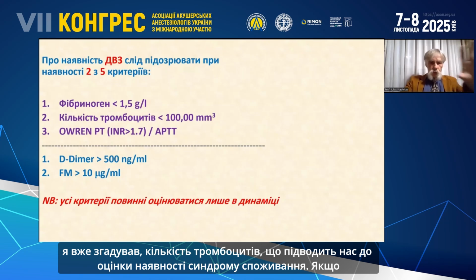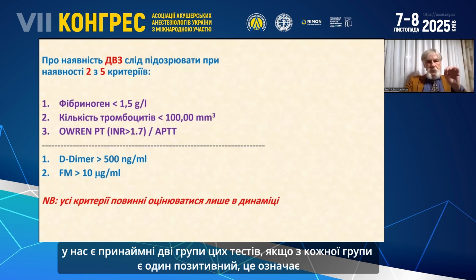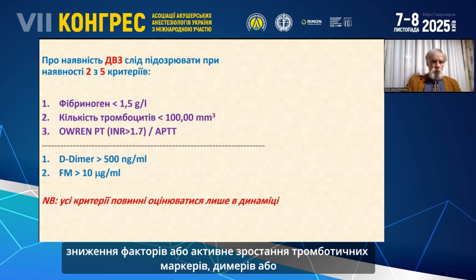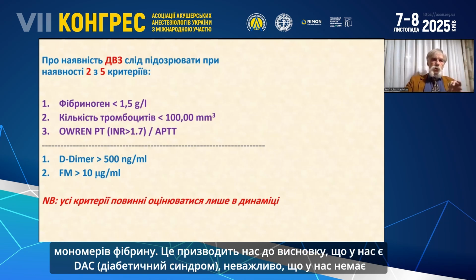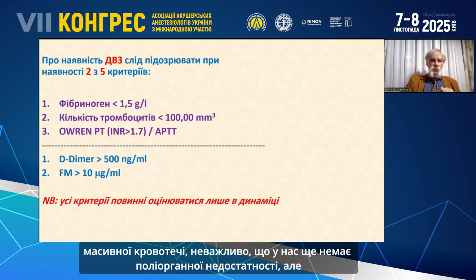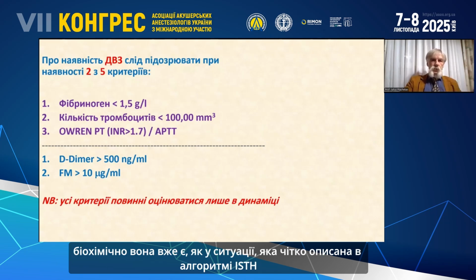We have two groups of these tests, and if at least one from each group is positive, that means reduction of factors or active growth of thrombotic markers, the dimers or fibrin monomers. It brings us to the conclusion that we have DIC. It doesn't matter that we don't have massive bleeding yet. It doesn't matter that we don't have multi-organ failure yet, but we have it biochemically already, the DIC situation.